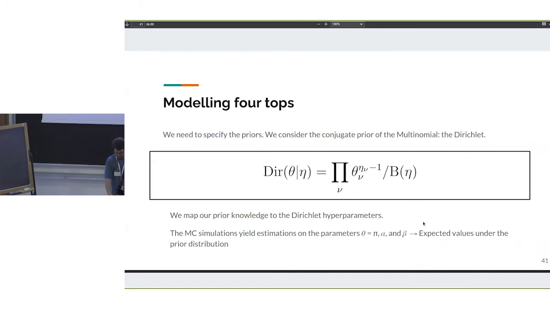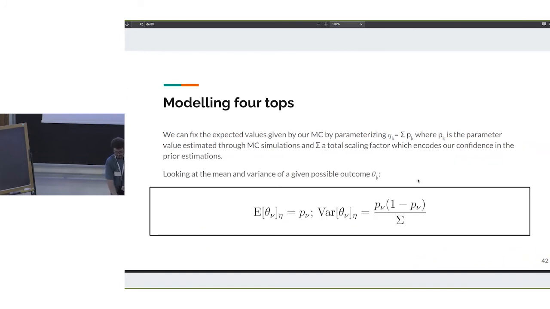We can do this using a certain parameterization where each eta is a normalizing constant, which will encode the uncertainty we have on the Monte Carlo distributions and the Monte Carlo prediction, times the parameter value through the Monte Carlo simulations. Then we can look at the mean and variance using this parameterization, and we see that the expected value of pi is given by the Monte Carlo prediction, and the variance is controlled by this normalizing constant.